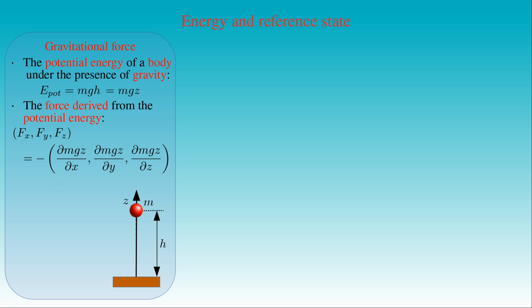Then the force vector has the components 0, 0 and minus m times g. That is, the force F exerted on the body is equal to its mass m times the gravitational acceleration g pointing downward, which is the gravitational force acting on the body. As a result, we demonstrated that gravity is a conservative force.